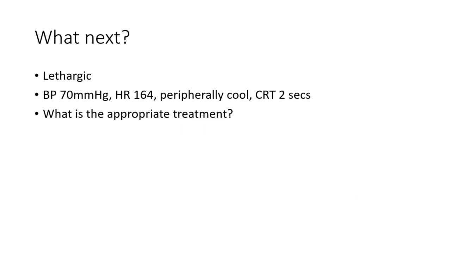So this child is now getting a bit worse. They're lethargic, their blood pressure is low, they're tachycardic with a heart rate of 164, and they're peripherally quite cool now, so starting to show a few signs of shock. So what would you do next? Would anyone like to offer? You're the A&E SHO registrar. IV fluids slowly, Ash. Which IV fluids would you use, Ash?